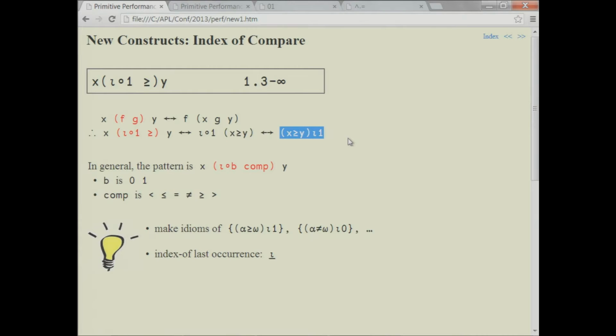Well, as Morten said this morning, if the hit happens near the beginning, you win big, because you exit immediately. You don't have to go right to the end to find the index of where it first happened. But even if you have to go all the way to the end to find the hit, or if it's never greater than or equal to y and you fall off the end, you still win, because you save on the time and actually the space as well to generate a Boolean, and then look for the one in that Boolean.